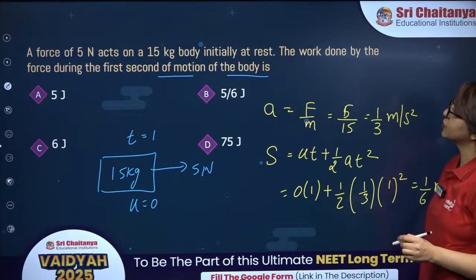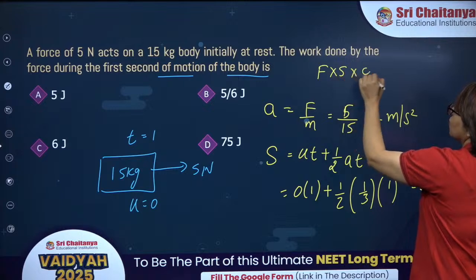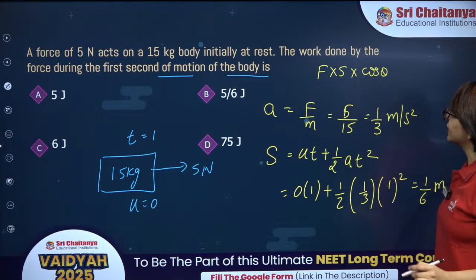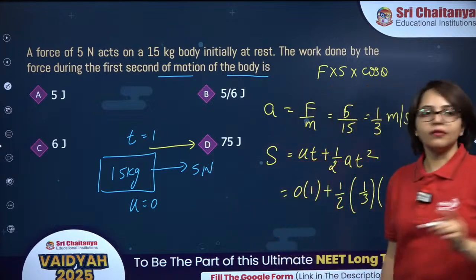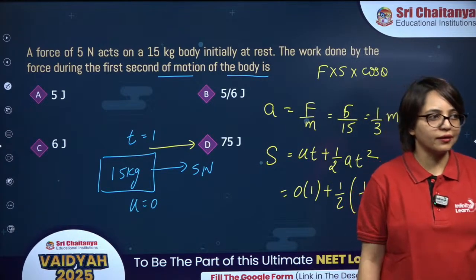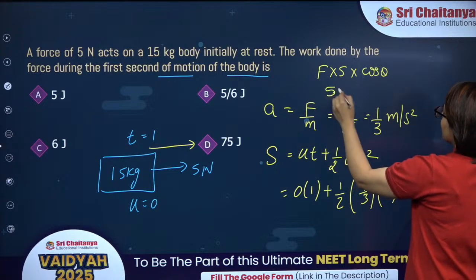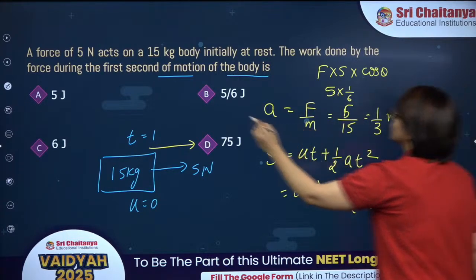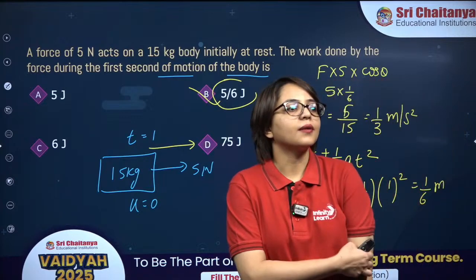Right. So, work done is force into displacement into cos theta. This is the work done by a constant force. So, displacement and force are parallel, theta will be 0 degree, cos 0 degree will be 1. So, force into displacement is your work done, which is equal to 5 into 1 by 6. So, 5 by 6 joules is the work done over here, which is option B.